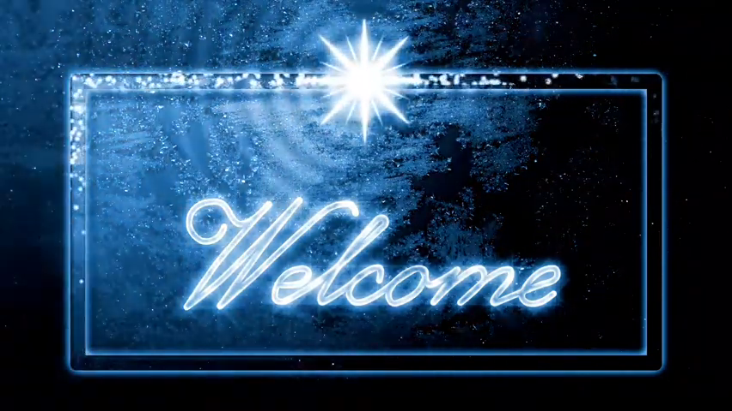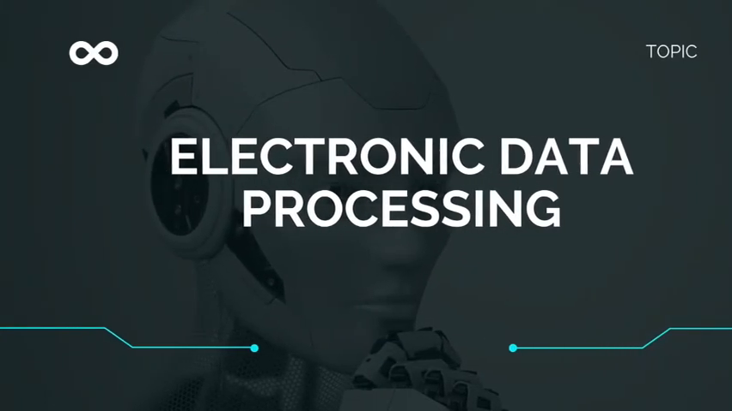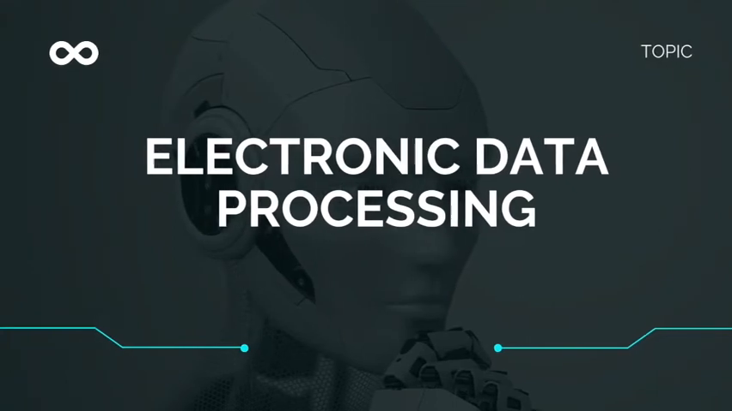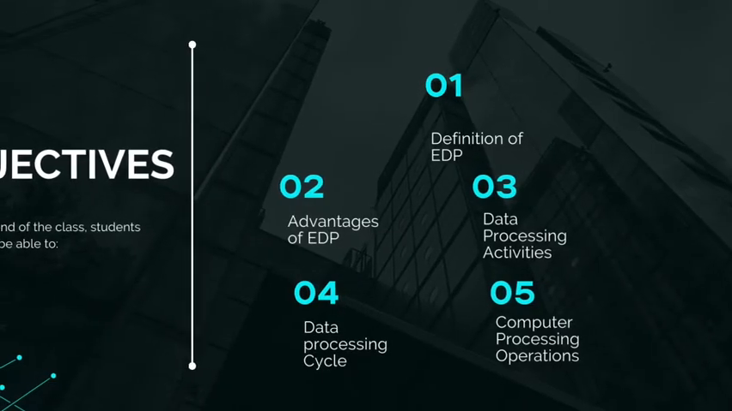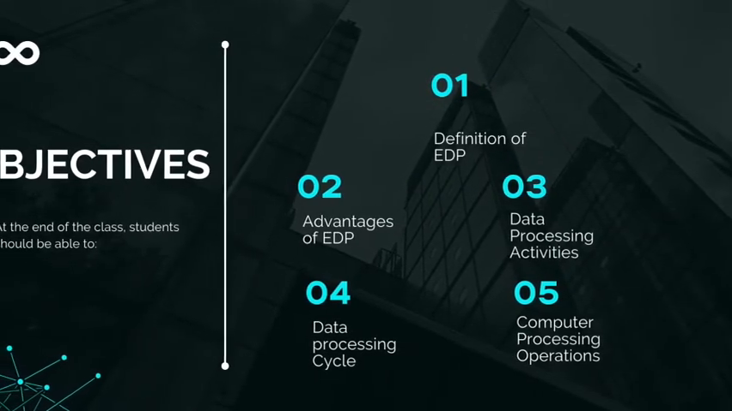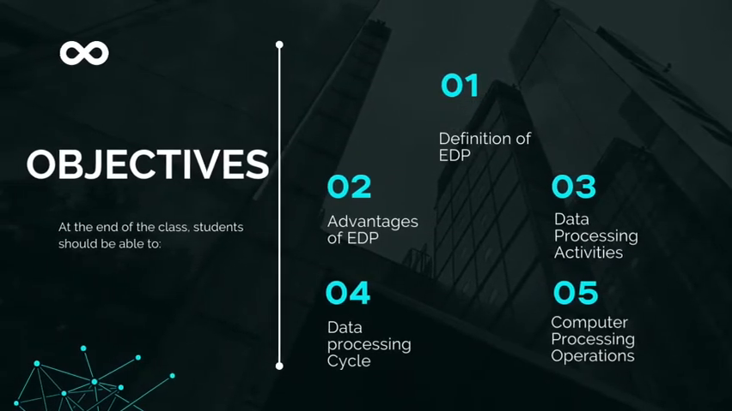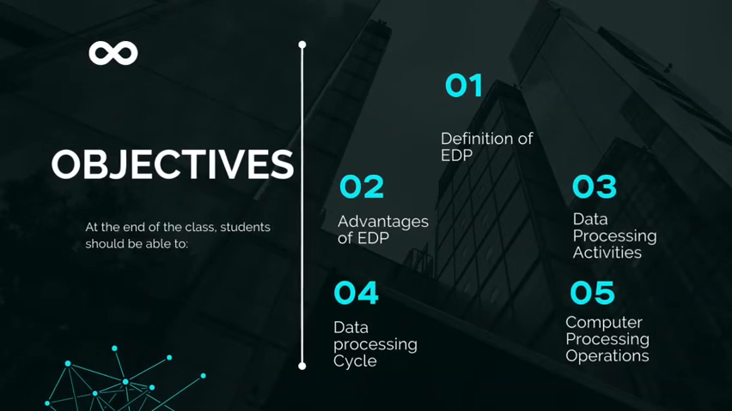Good day, students, and welcome to today's class. Topic for today is electronic data processing. We've been talking about data processing, and under data and information, we enlightened on types, definition, examples of data processing, how data have been processed, and all of that. In this class, we'll be talking about the definition, advantage of electronic data processing, activities, data processing cycle.